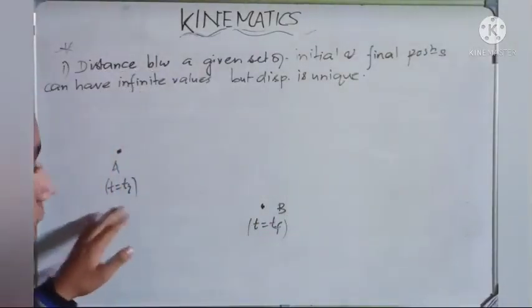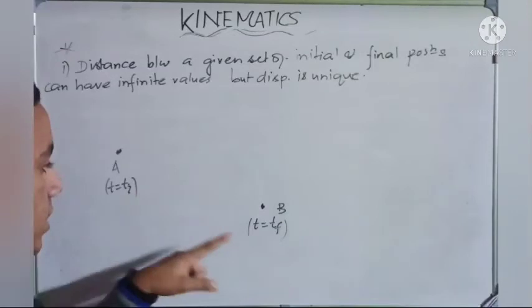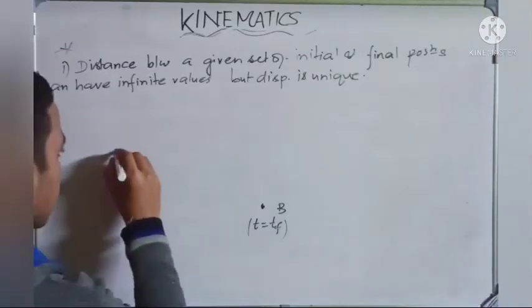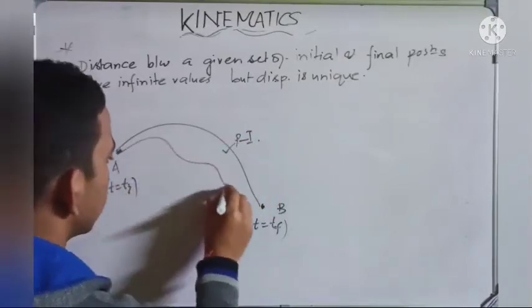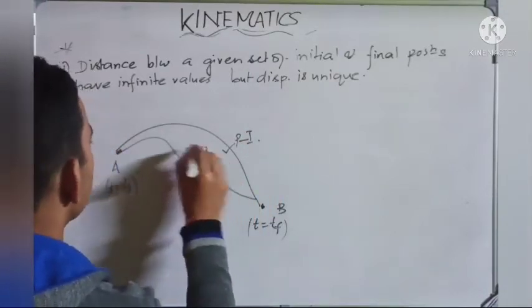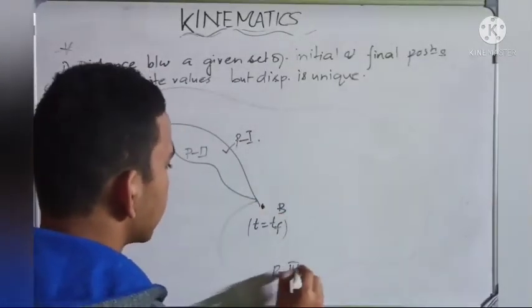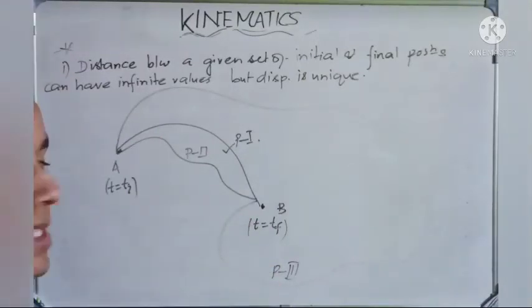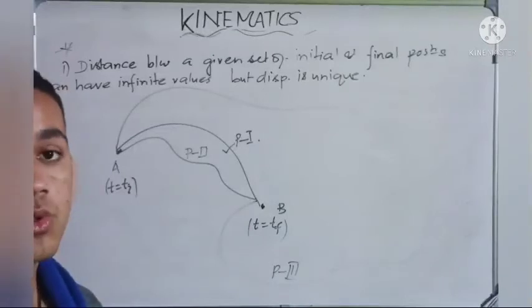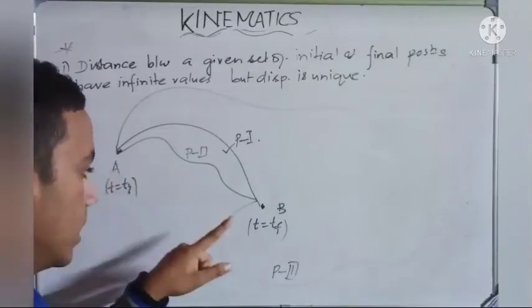Now, we are given these initial and final positions. From A to B, there are infinite paths through which a particle can reach the position B. Suppose this can be one path, path number 1. This can be another path, path number 2. This can be another path, path number 3. So there are infinite paths, which means there are infinite path lengths. That means there are infinite distances between A and B through which a particle can reach from A to B.